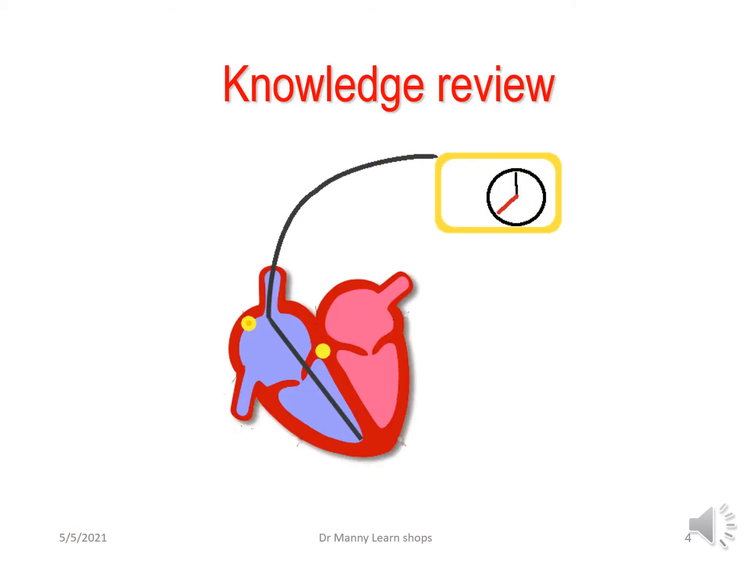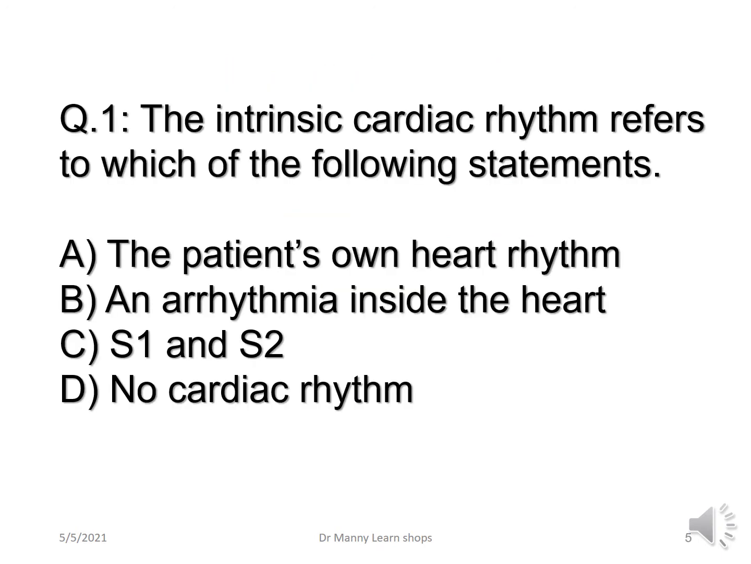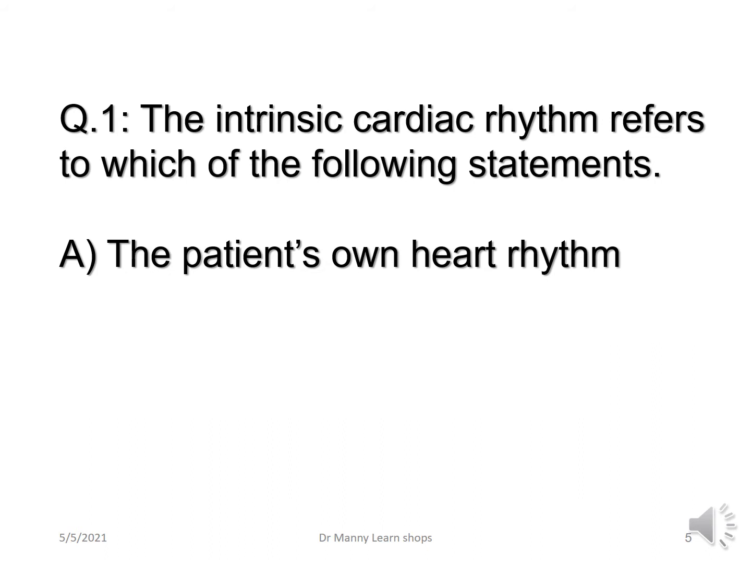So let's look at the knowledge review. What do you know? The intrinsic cardiac rhythm refers to which of the following statements? A, B, C, or D? The correct answer is A, the patient's own heart rhythm.